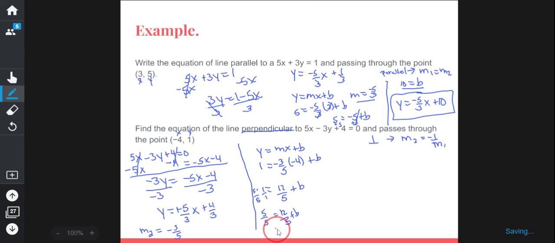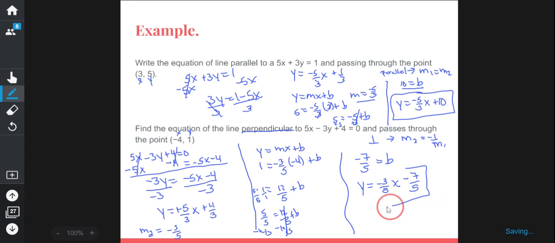I can now do my subtraction. So minus 12/5 minus 12/5. Sorry, my 12 doesn't look like a 12. Make a little more space. So here, 5 minus 12, that will give me negative 7/5 is equal to b. So now I have my y-intercept. I know my slope. I can substitute them both into this equation to get my final equation. So y is equal to negative 3/5 x minus 7/5. And that's my final equation.